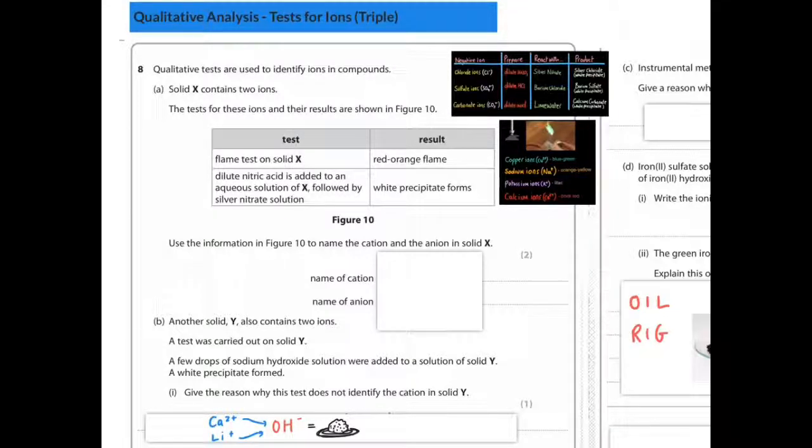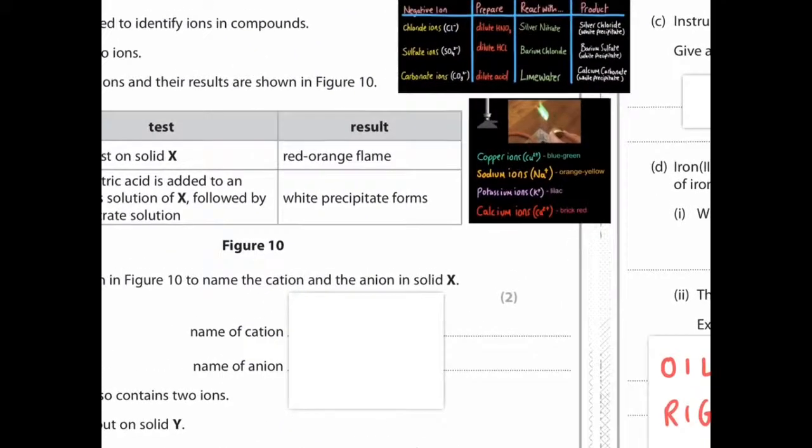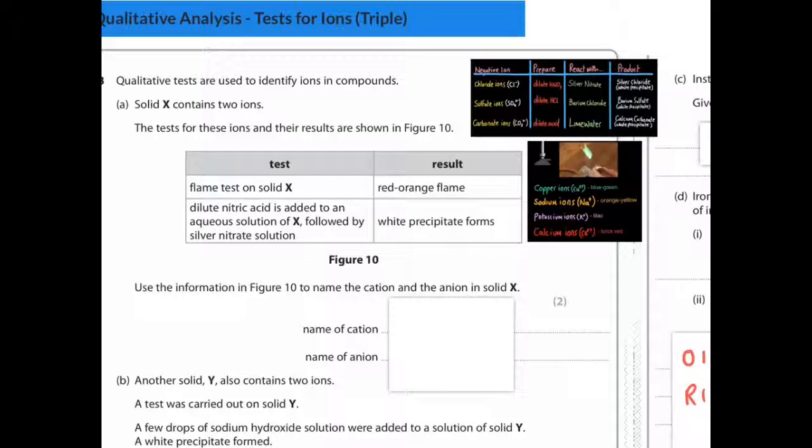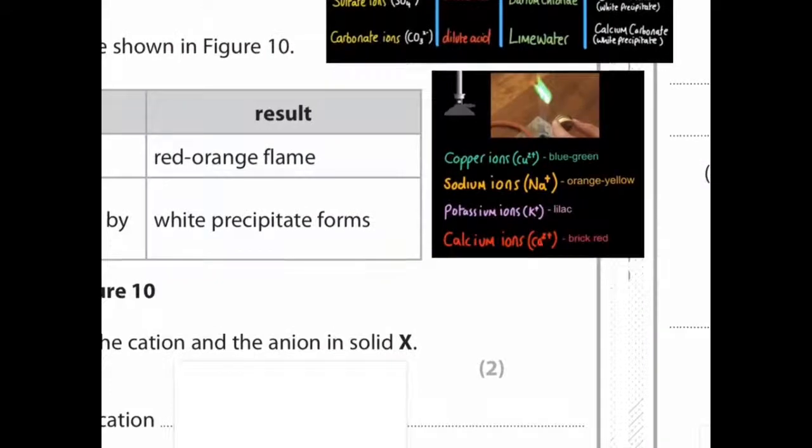So firstly, you just need to memorize certain things. A red-orange flame is likely to be calcium. Just remember the various flame tests. So copper, for example, would be blue-green, sodium would be yellow, potassium would be lilac, but calcium is a reddish colour, brick red. So the name of the cation, the metal ion, would be calcium.